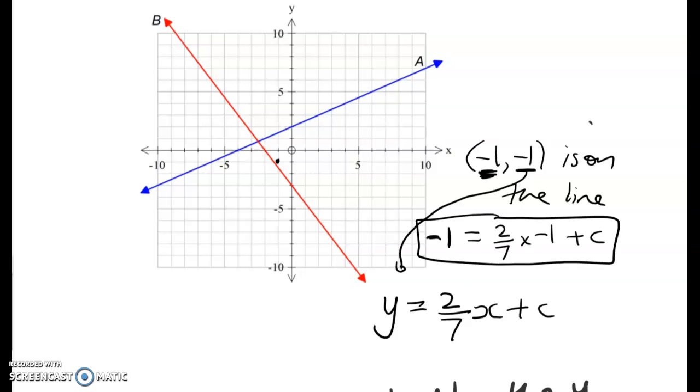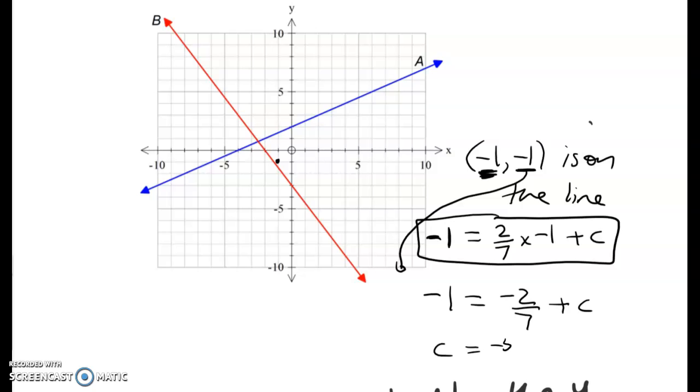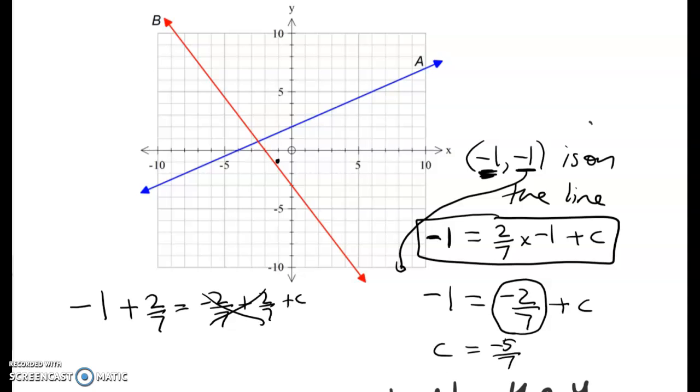So I've got this simple equation to solve. So let's work this out. We've got negative 1 is equal to negative 2/7 plus c. So c must equal negative 5/7. Okay, so if you need to do that a bit slower, we could add 2/7 to both sides. So we get negative 1 plus 2/7 is equal to negative 2/7 plus 2/7 plus c. And these simplify away. So we've got our equation of our line. The equation of this line is y equals 2/7 x minus 5/7.